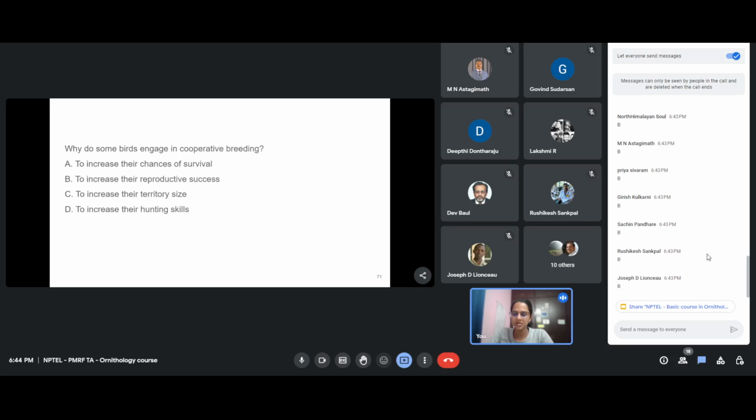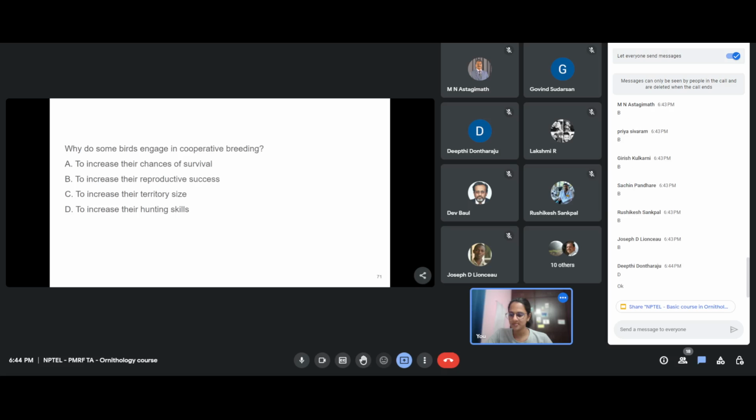Okay, so I think a lot of folks have mentioned B, so that is indeed the correct answer. Deepthi says B. It's cooperative breeding. The term itself should be a giveaway because it indicates breeding. So yes, the only option linked to breeding is reproductive success.